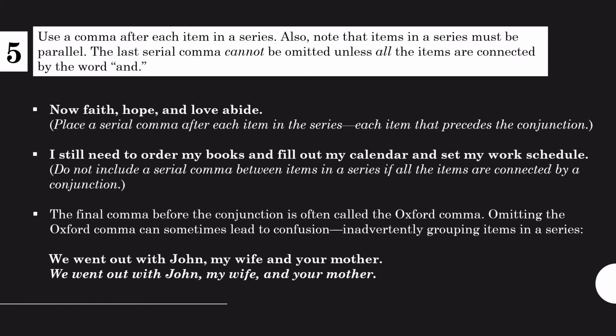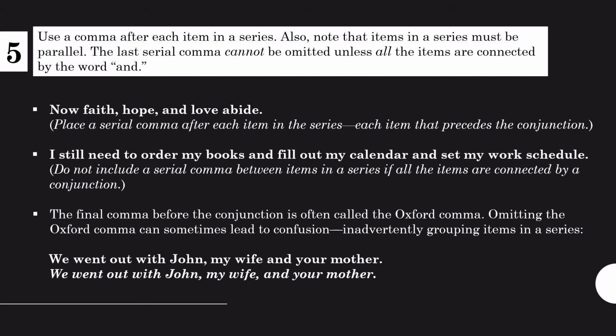Note that repeating and, like this, is a very informal way of connecting items in a series. The final comma before the conjunction is often called the Oxford comma because around the turn of the 20th century, Oxford University and Harvard University publishers promoted its use when many others did not. Some still omit the final comma before the conjunction, and although you may occasionally do so without confusion, omitting the Oxford comma can sometimes lead to confusion, inadvertently grouping items in a series. Note the differences between these 2 sentences. We went out with John, my wife, and your mother.